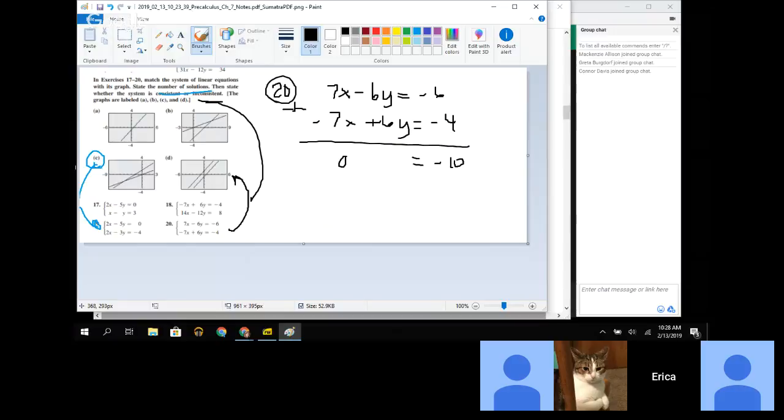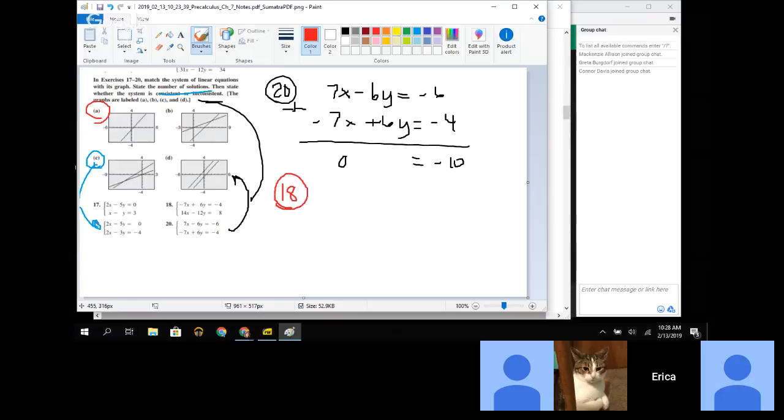Okay. What do you know about graph A, without even looking at the equations? There's only one line. What do you think that means? So when there's only one line like that, that means that there's infinitely many solutions, right? That means that anything along the line is true. So let's check number 18 and see what that gives us.